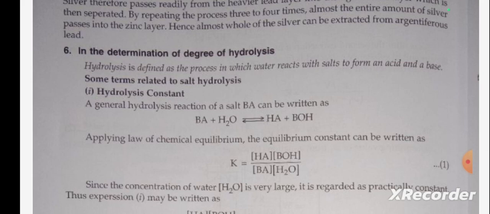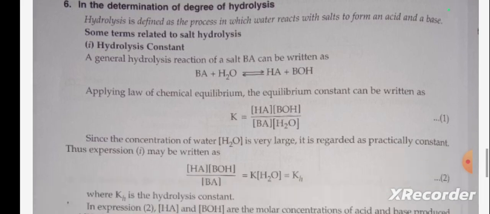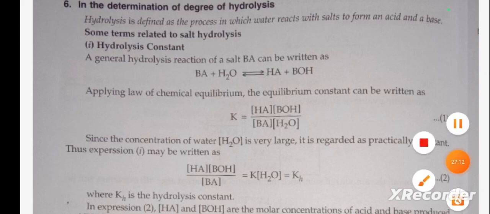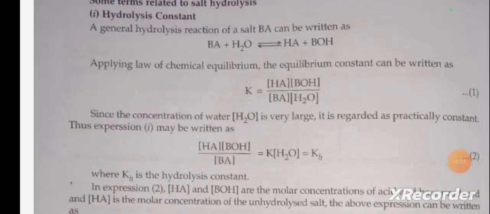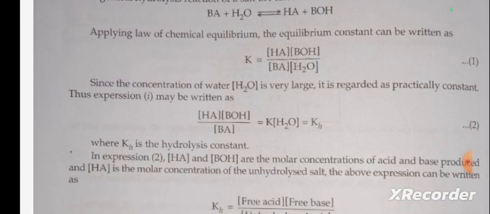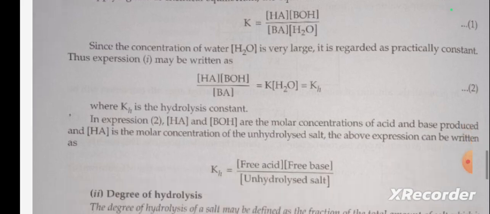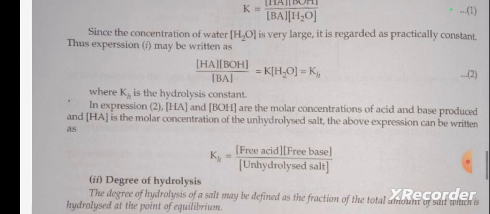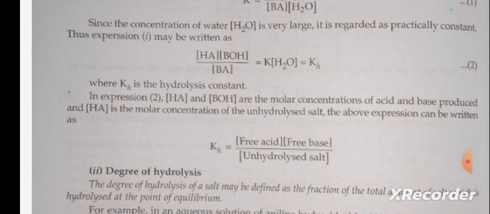In the determination of degree of hydrolysis, hydrolysis is defined as a process in which water reacts with a salt to form an acid and a base. Hydrolysis constant. A general hydrolysis reaction of a salt BA can be written as BA + H2O ⇌ HA + BOH. Applying the law of chemical equilibrium, K = [HA][BOH]/[BA][H2O]. Since the concentration of water H2O is very large, it is regarded as practically constant. Thus, the expression may be written as [HA][BOH]/[BA] = K[H2O] = KH, where KH is the hydrolysis constant.